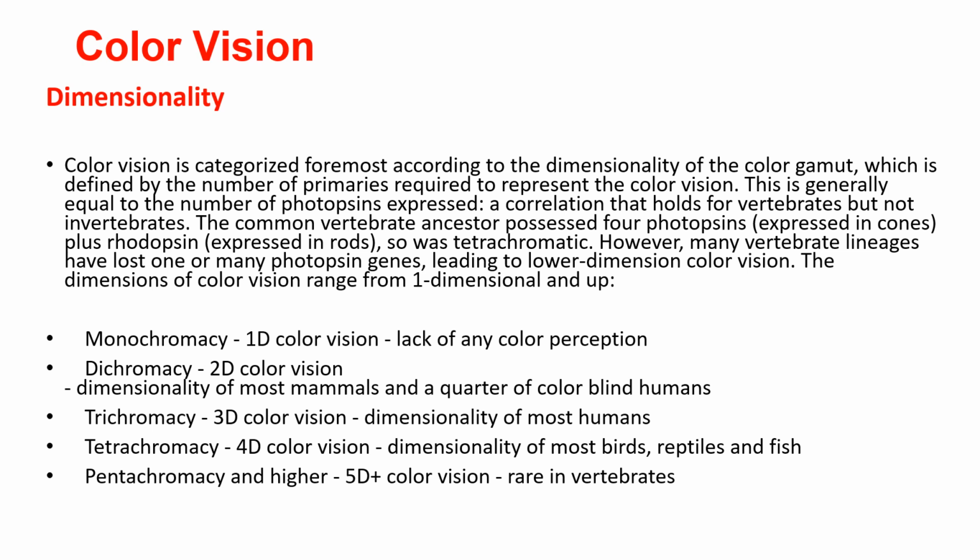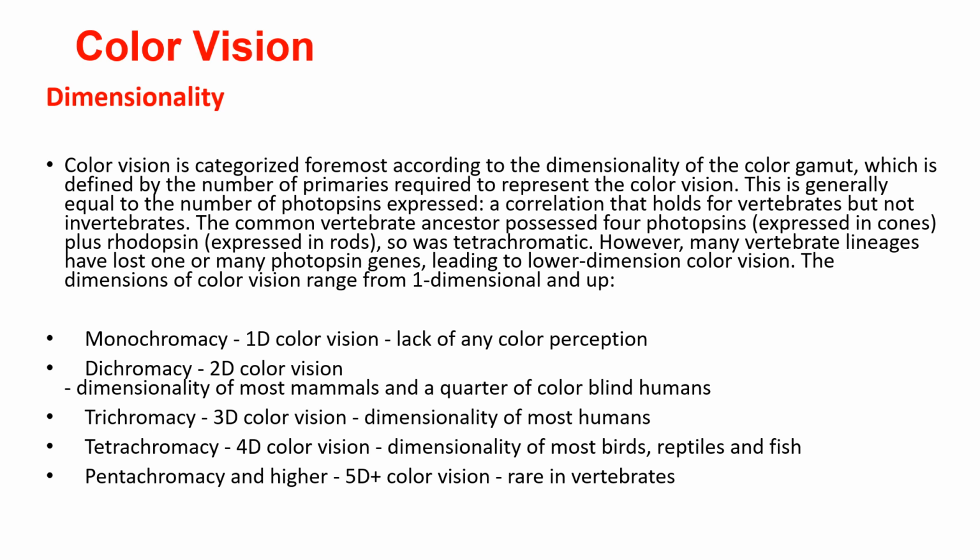Dimensionality. Color vision is categorized foremost according to the dimensionality of the color gamut, which is defined by the number of primaries required to represent the color vision. This is generally equal to the number of photopsins expressed, a correlation that holds for vertebrates but not invertebrates. The common vertebrate ancestor possessed 4 photopsins, expressed in cones, plus rhodopsin, expressed in rods, so was tetrachromatic. However, many vertebrate lineages have lost one or many photopsin genes, leading to lower dimension color vision.